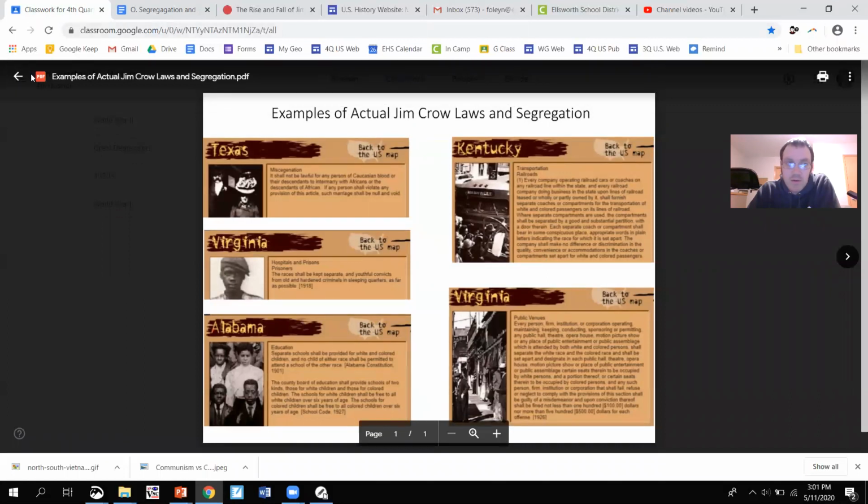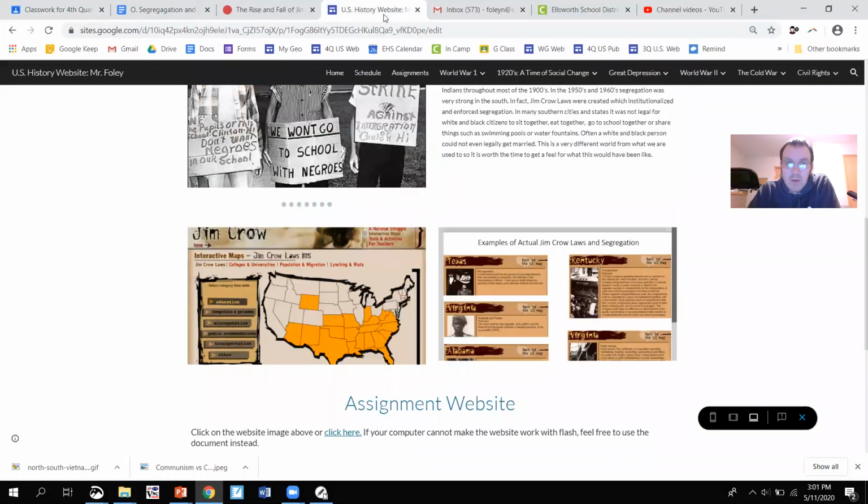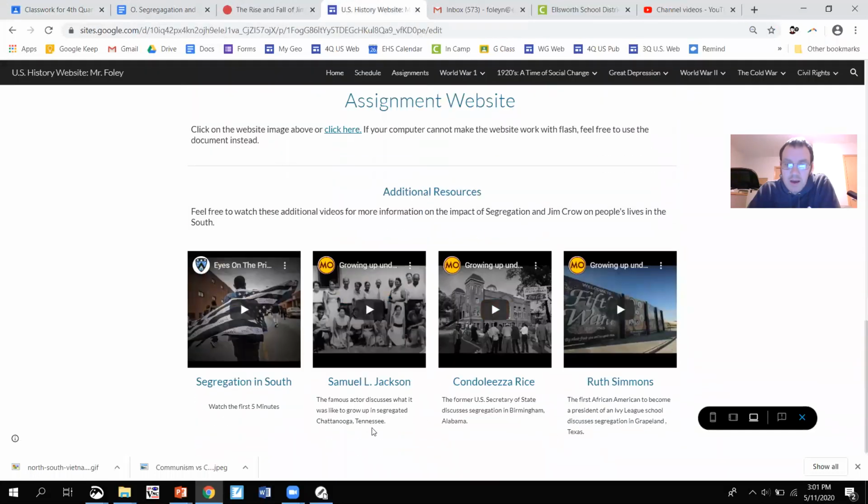So that's the first assignment. It's pretty straightforward. On the website, I do provide some more information on the bottom here. Some pretty famous Americans, Samuel L. Jackson, Condoleezza Rice, and Ruth Simmons, talk about what it was like growing up in a Jim Crow segregated South. And so those are pretty interesting to look at as well.